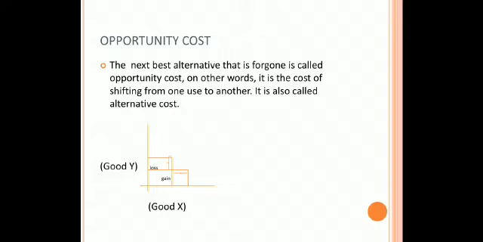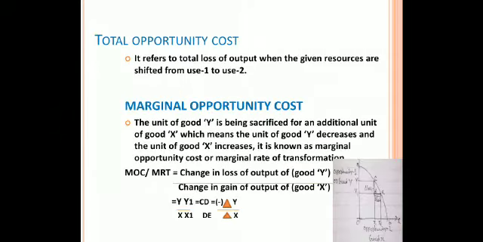Now let us discuss some more types of opportunity cost. Students, first one is total opportunity cost. Total opportunity cost refers to the total loss of output when the given resources are shifted from use 1 to use 2.